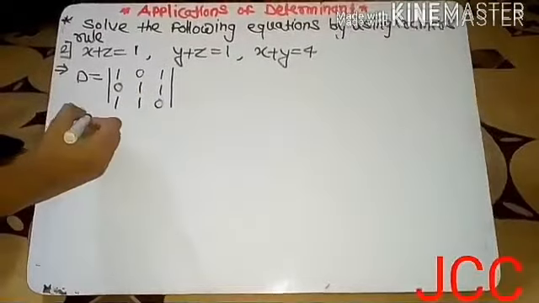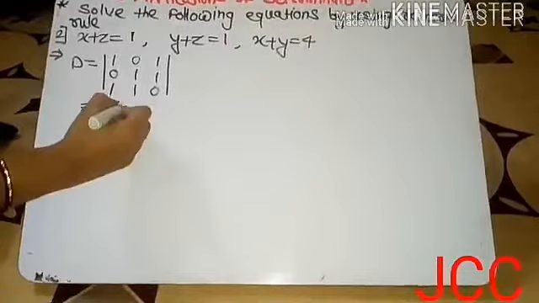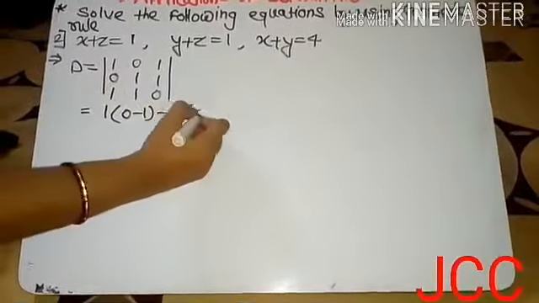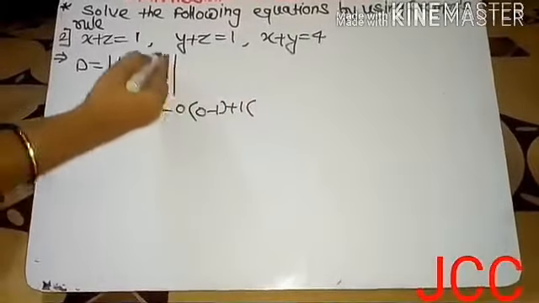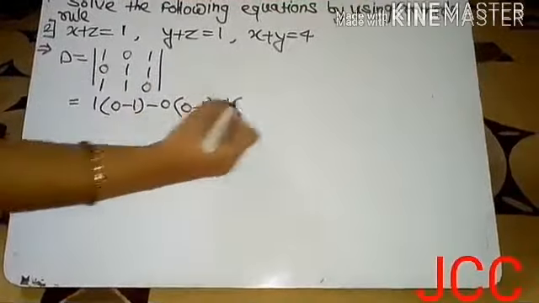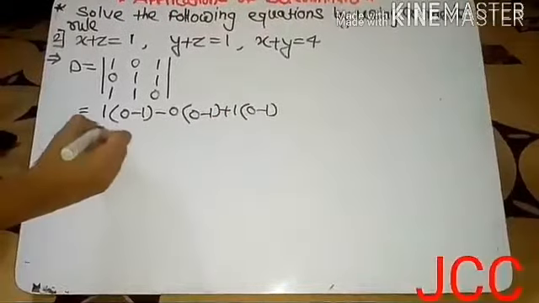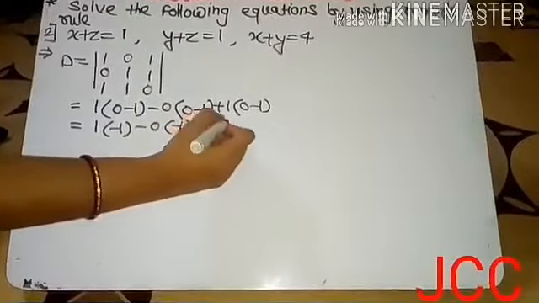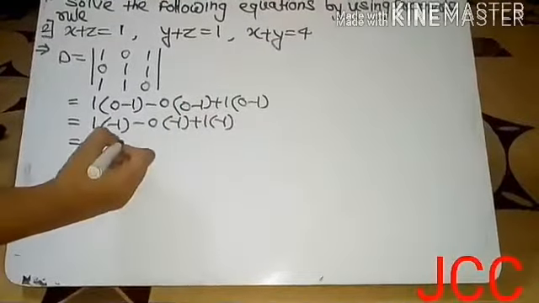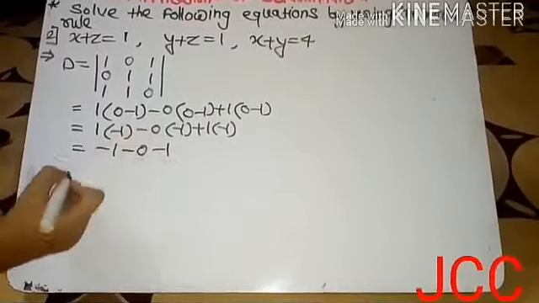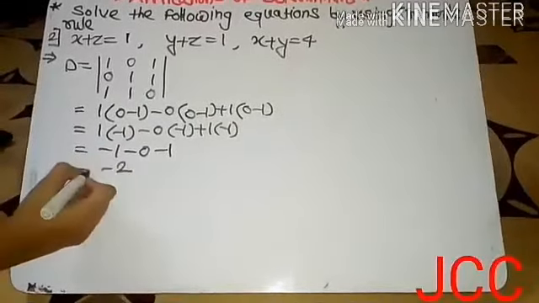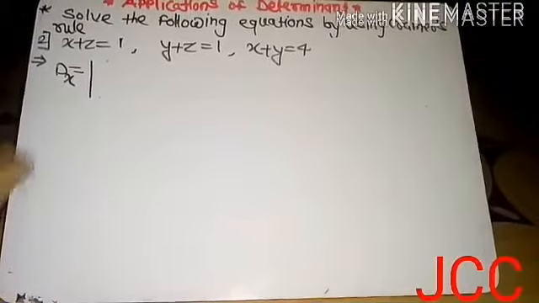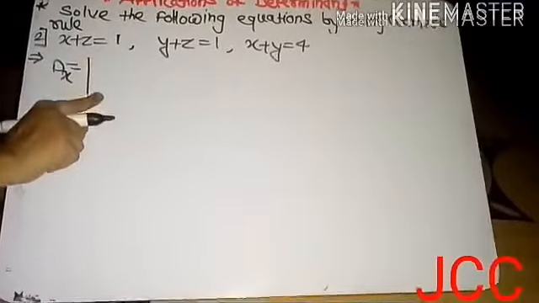Now we solve d equal to 1, 0 minus 1 minus 0, हा column सोडून 0 minus 1 plus 1, again this column 0 minus 1, that is equal to 1 minus 1 minus 0 minus 1 plus 1 minus 1, that is equal to minus 1 minus 0 minus 1 minus 1 minus 1, that is minus 2, that is value of d.